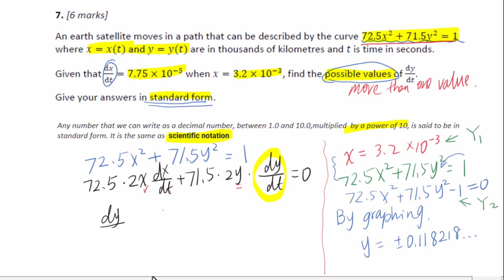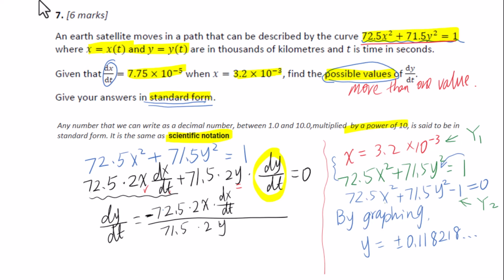So dy by dt, all this, change the sign, move to the right side. Then you need to divide it by 71.5 times 2y. Then dy by dt equals negative 72.5 times 2x times dx by dt over 71.5 times 2y. If possible, you can reduce. Then you do the substitution.